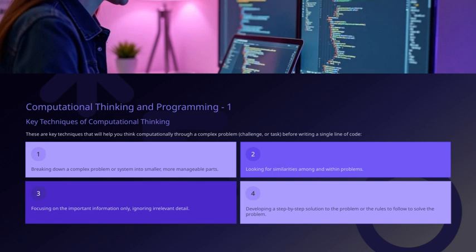These techniques are essential because they help us think logically and systematically before we even start writing code. They form the foundation of computational thinking, which is all about approaching problems in a structured, strategic way.